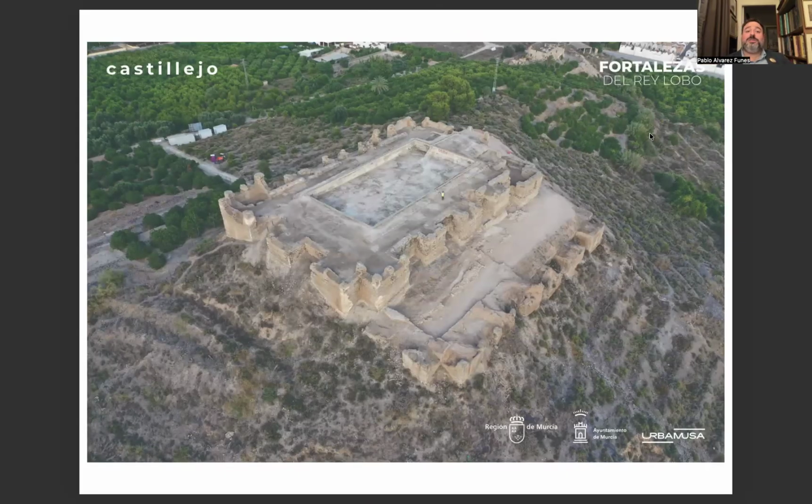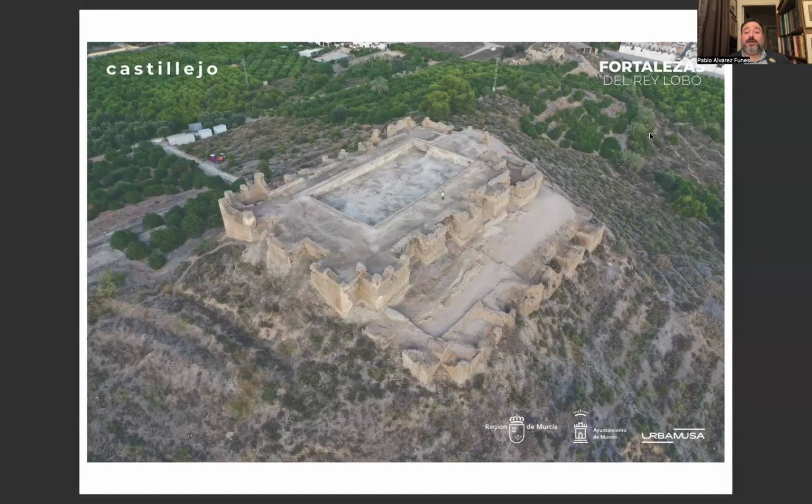I'm bringing this one, which is the Castillejo de Monteagudo in Murcia. Castillejo means a small castle. As you see, it's a ruined castle, and like many fortresses in Islamic Spain, it started as a fortress, but then it ended up becoming a sort of small palace. Why did this happen? The Alhambra was the same.